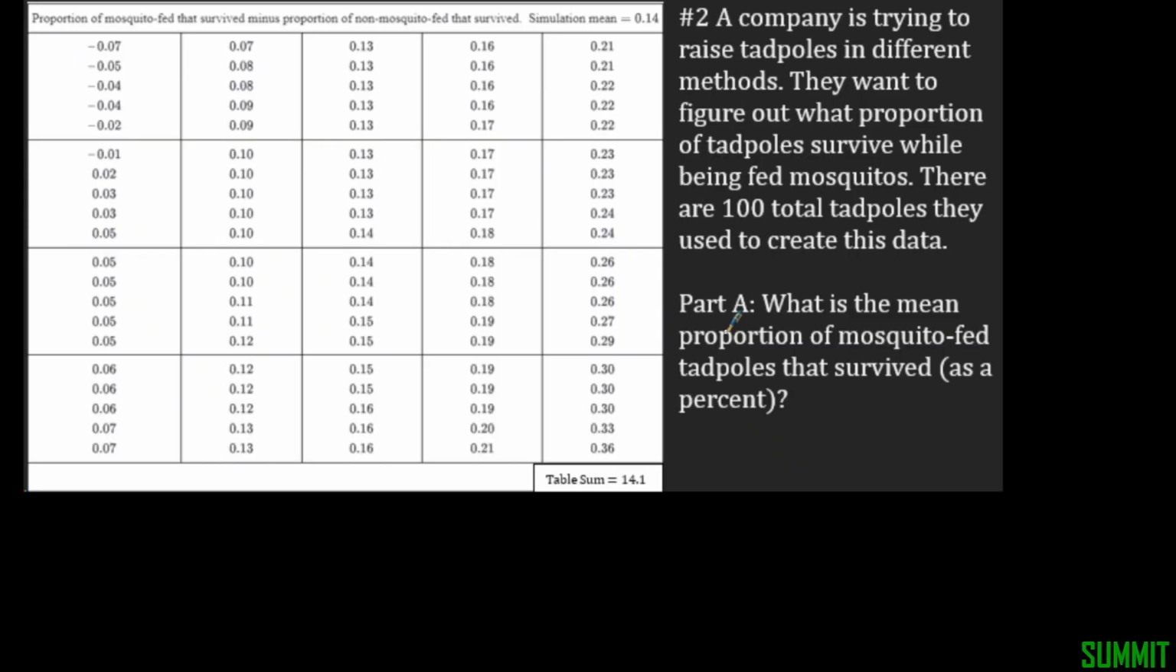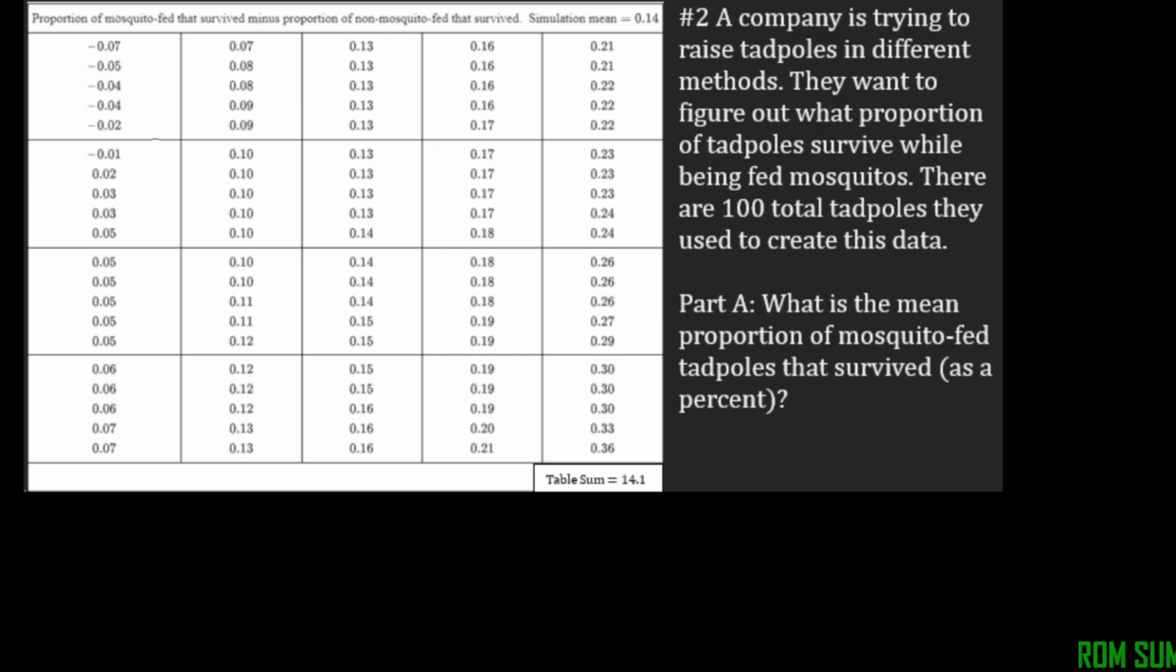All right, so on the next part, it says a company is trying to raise tadpoles in different methods. They want to figure out what proportion of tadpoles survive when being fed mosquitoes. There are 100 total tadpoles they used to create this data. So, a couple different parts. It might seem really complicated because you see a bunch of numbers, but all we have to look at for this first part is this.